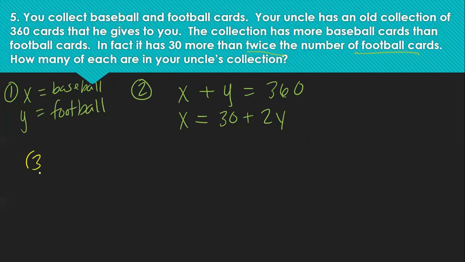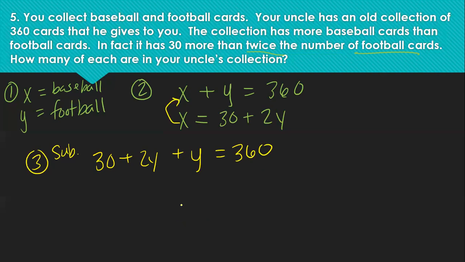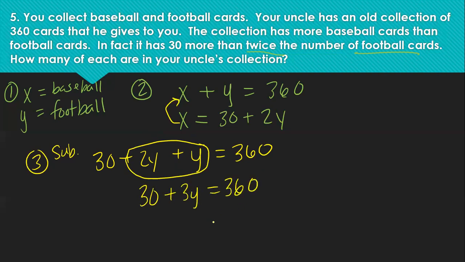All right, step 3. How should we solve this? This is a straightforward substitution situation, right? We already know what X is, so we're just going to substitute in for X. So we have 30 plus 2y plus y equals 360. After you substitute, you distribute. Is there anything for us to distribute? Nah. And then after that, you combine. And that becomes 3y. So we have 30 plus 3y equals 360.